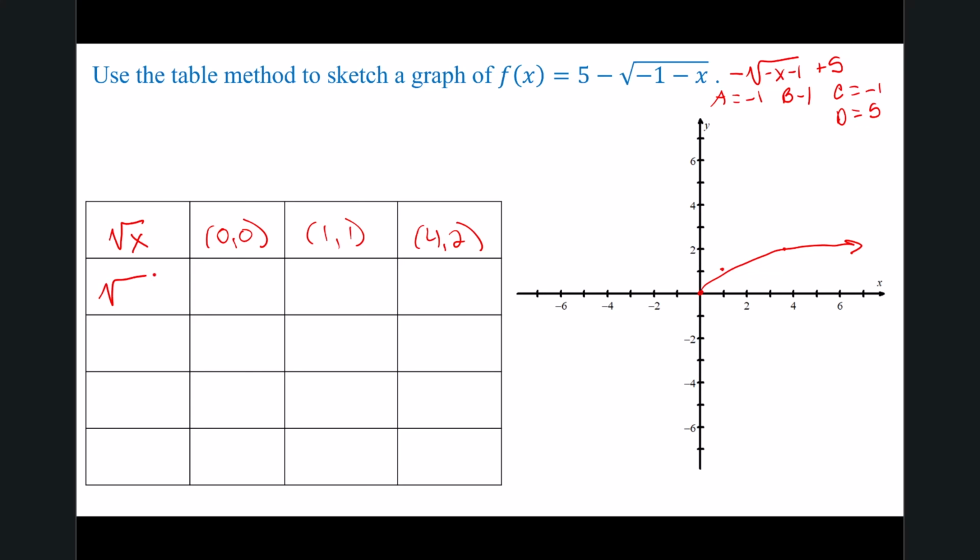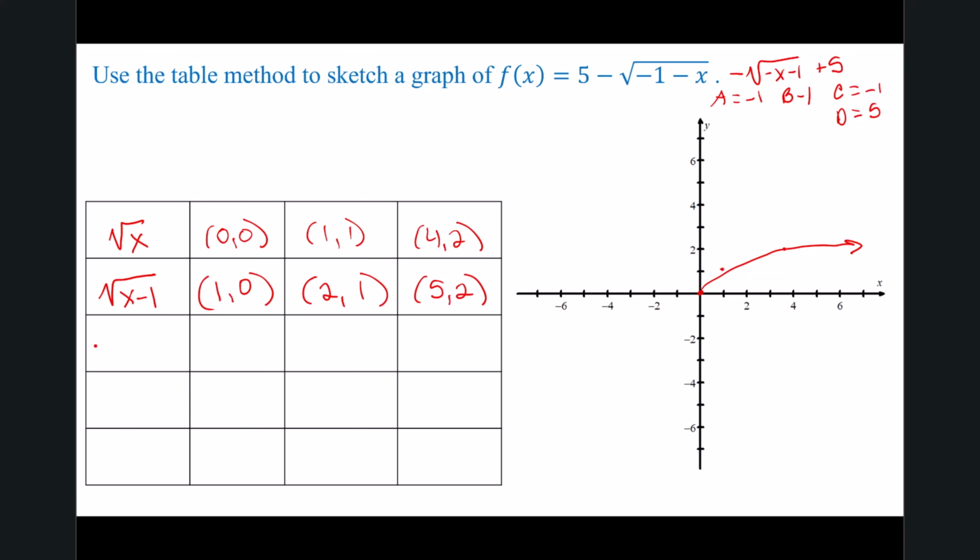First, we're going to look at the square root of x minus 1. So this we know moves it to the right one. We're going to think about this as adding 1 to all the x coordinates. So all the x coordinates of these points are going to add 1. So I have 1, 0, 2, 1, and 5, 2. Notice I'm doing nothing with the y coordinates on that step.